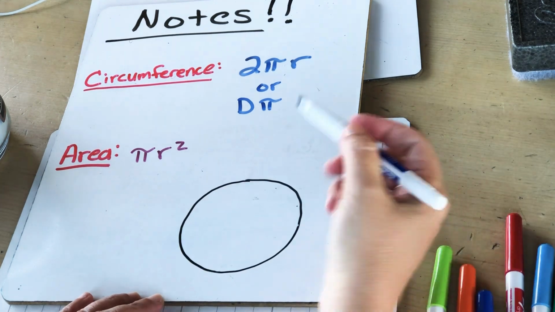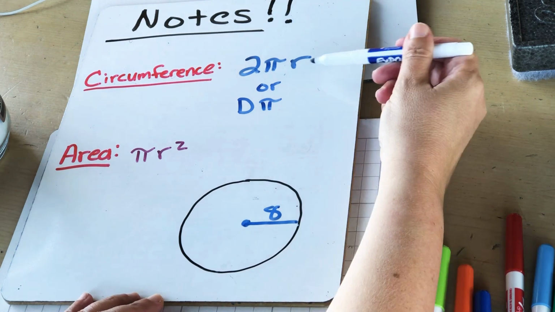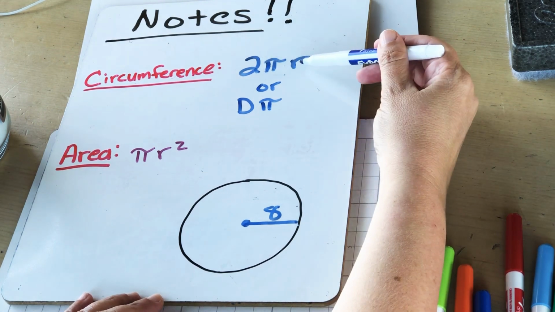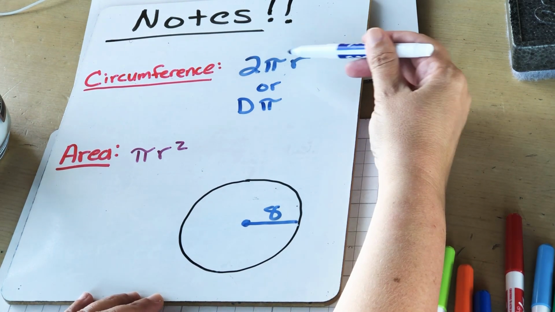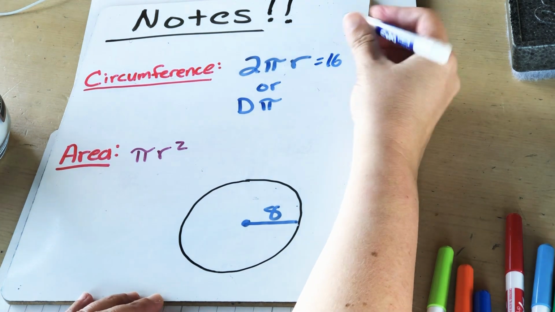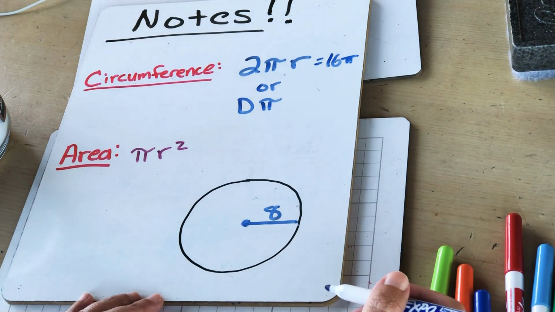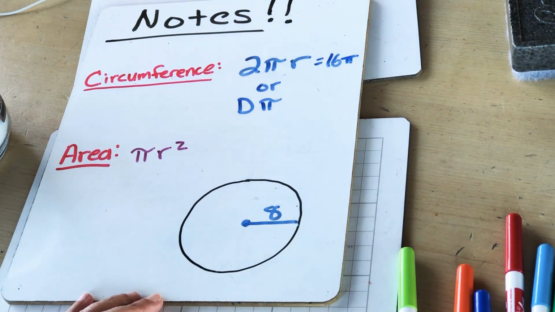So if you're given a radius of 8, you could plug that in here, 2 times pi times 8. And what's 2 times 8? 16. And a lot of times people just leave the pi as their answer. That's fine. If you want to put it in a calculator and do 16 times the pi button, or 3.14, you've all seen that before, you can do it that way. It's totally up to you.